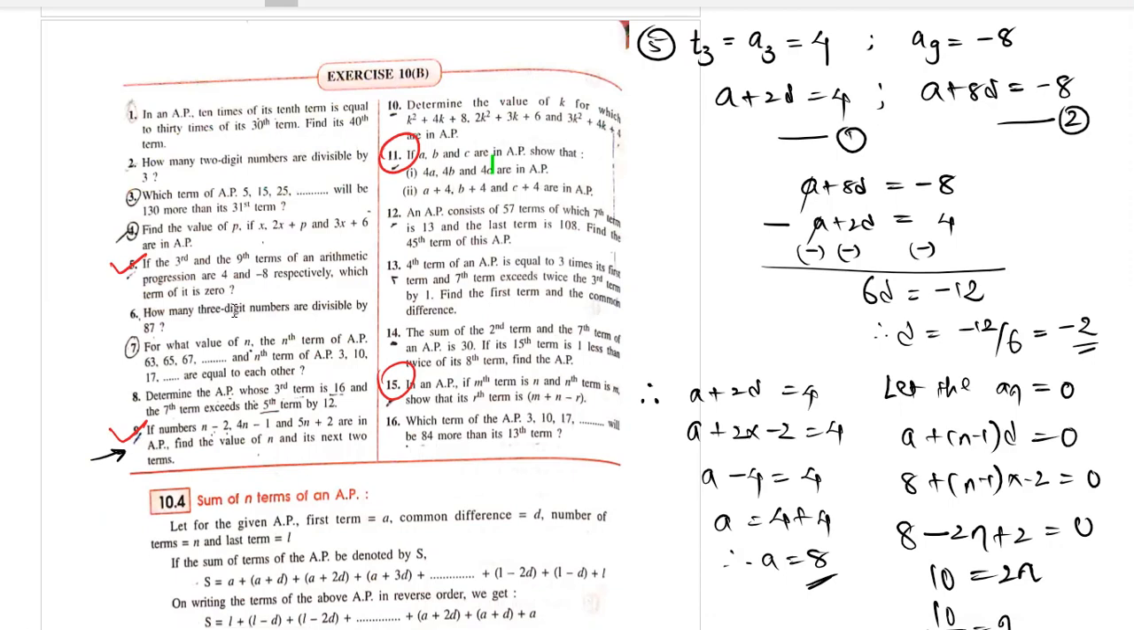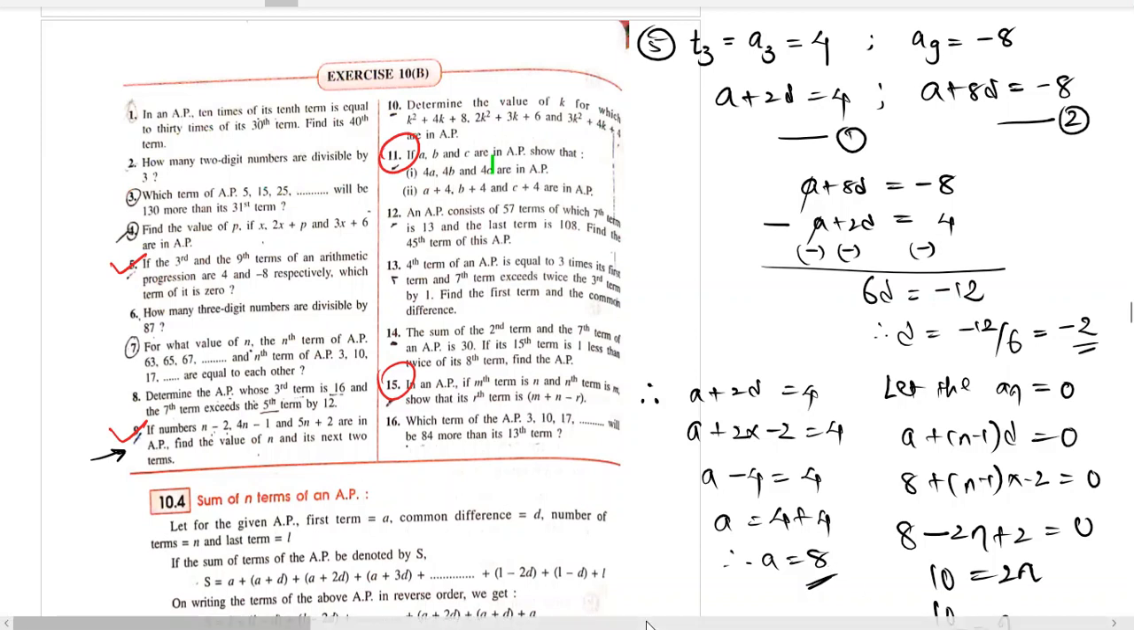Now this is a tricky one, the 15th one. Many students had doubt in this one. In an AP, if the mth term is n and the nth term is m, show that its rth term is m plus n minus r. The mth term is n, the nth term is m, and we have to find the rth term. The rth term is m plus n minus r.